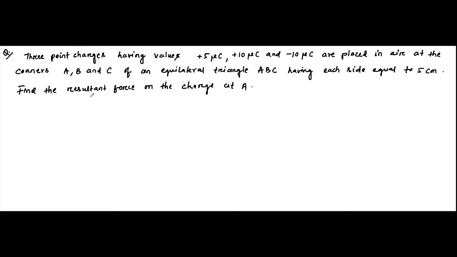So this is the question here. Three point charges having values plus 5 microcoulomb, plus 10 microcoulomb and minus 10 microcoulomb are placed in air at the 3 corners A, B and C of an equilateral triangle ABC, having each side equal to 5 centimeter. Find the resultant force on the charge which is present at A. Charge at A means on the 5 microcoulomb charge. Okay, so we will solve it.